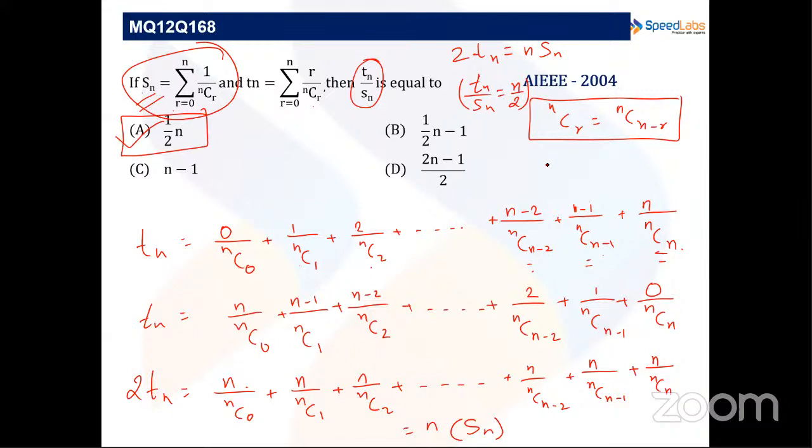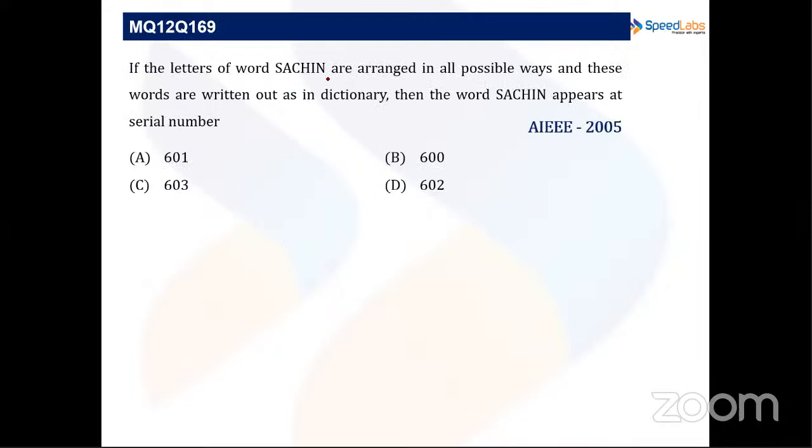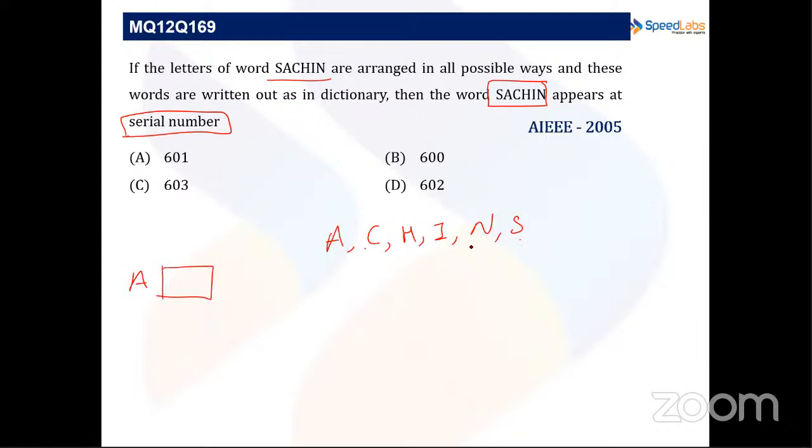Moving to the next question. If the letters of the word Sachin are arranged in all possible ways and these words are written out in dictionary order, then the word Sachin appears at which serial number? So if we write it alphabetically, then A will come first, then C, then H, then I, then N, and then S. First of all, at the first place, if we have A, then the remaining 5 can be arranged in 5 factorial ways.